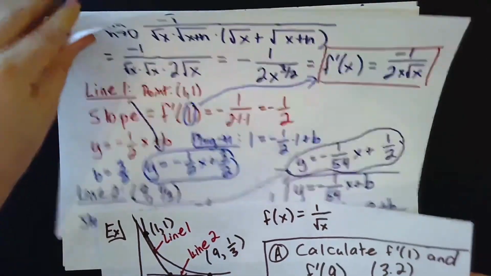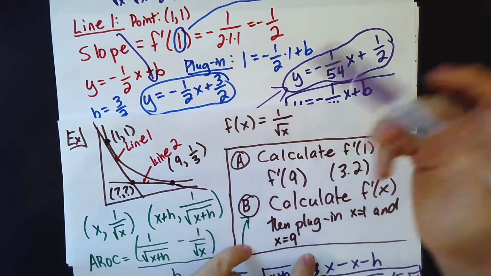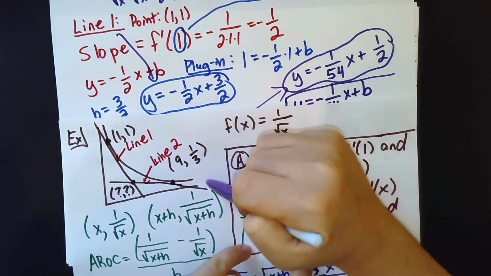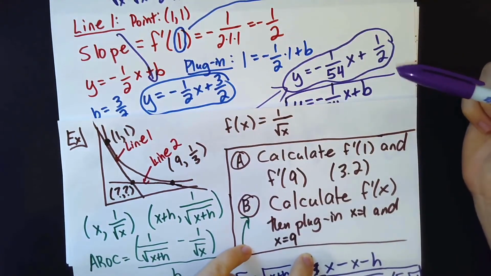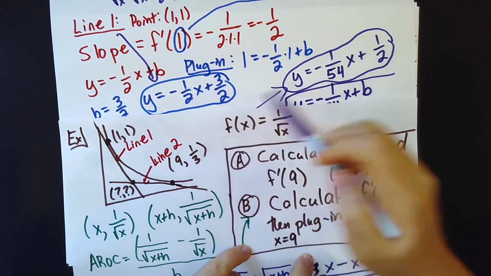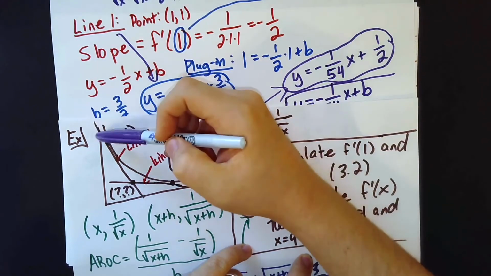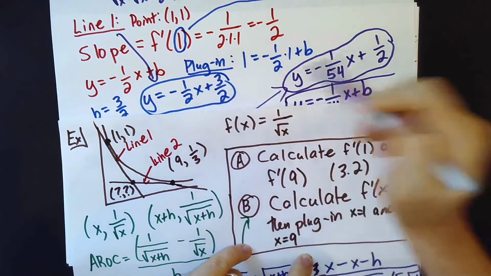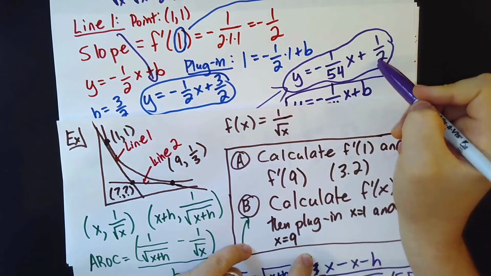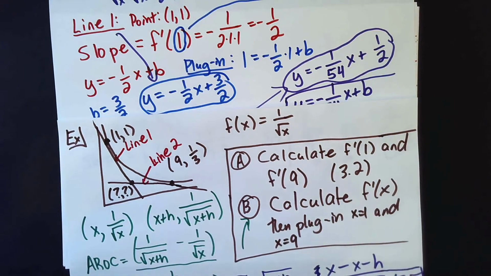Now, I want to point out, these answers both agree to a reasonable degree with my graph from before. So both of these lines have negative slopes in the graph. Line 1 has a steeper slope. Minus 1/2 would be steeper than minus 1/54. They both have a positive y-intercept. Matches. And the y-intercept of line 1 is bigger than the y-intercept of line 2. Great. All of that lines up.